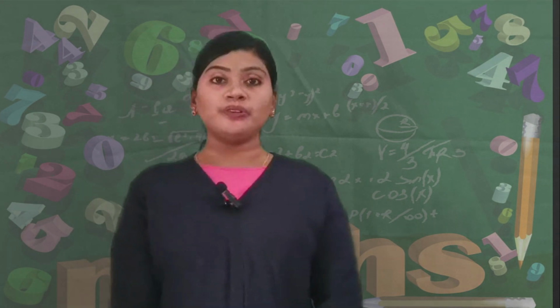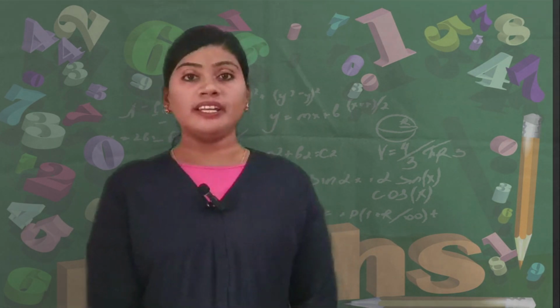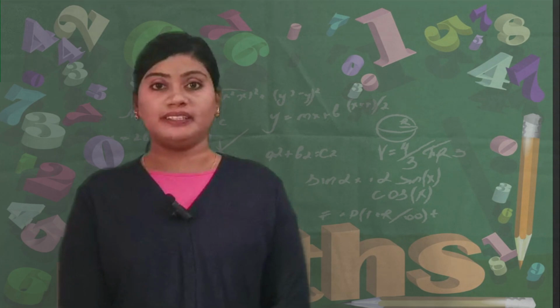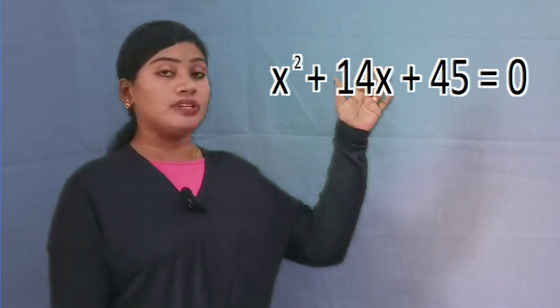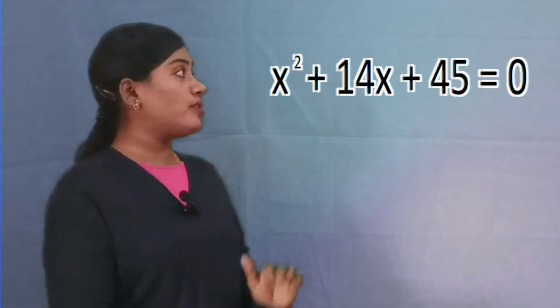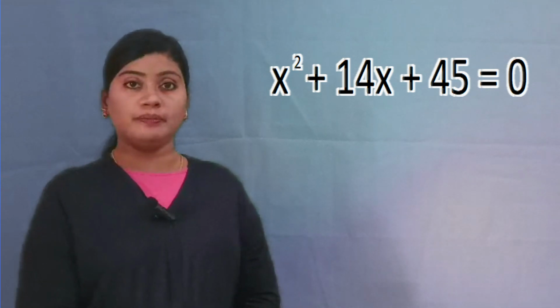In this section we are going to learn how to solve quadratic equations using the factorization method. Let's try some examples here. x square plus 14x plus 45 is equal to 0. Let's see how to solve this quadratic equation using the factorization method.